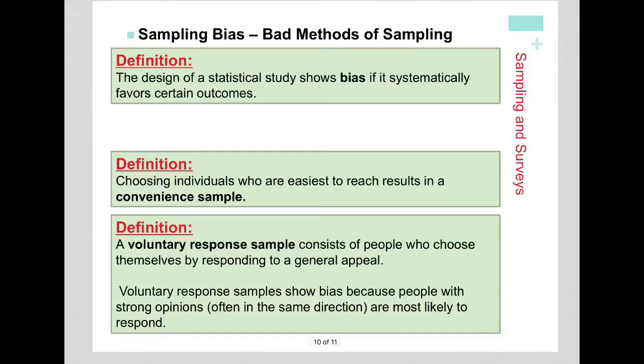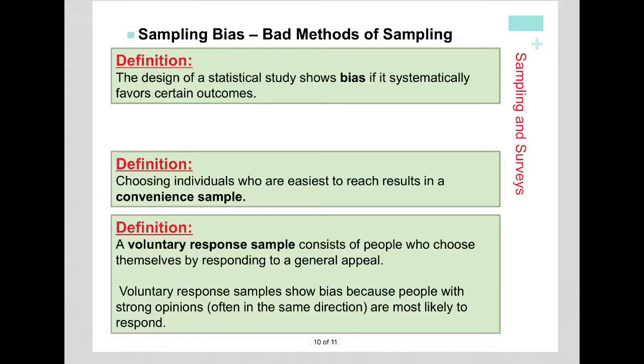So now let's go ahead and talk about the 2 bad methods of sampling. So if a researcher doesn't select people in some type of random way, then they can actually include bias in their results, which would make the results not as valid.